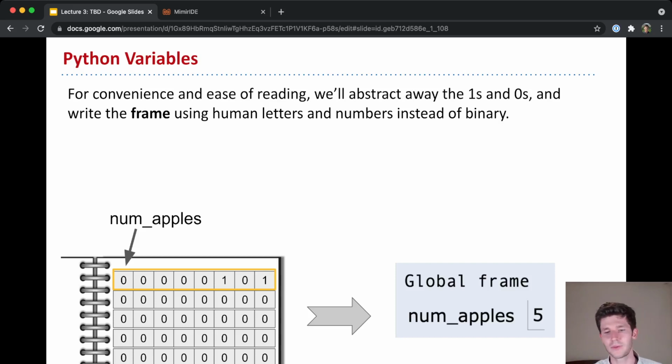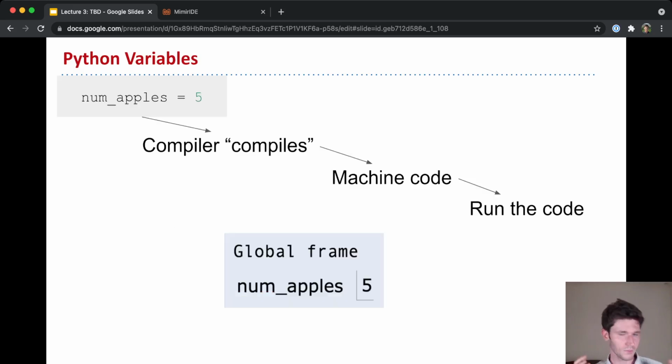So to go back to my previous slide, but with this easier to understand and clearer view of a frame, when this num_apples equals 5 code gets compiled and then run, our frame looks like this. num_apples with a value of 5 stored for that variable.